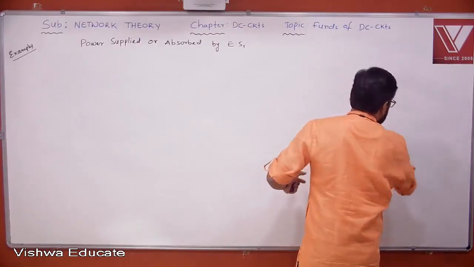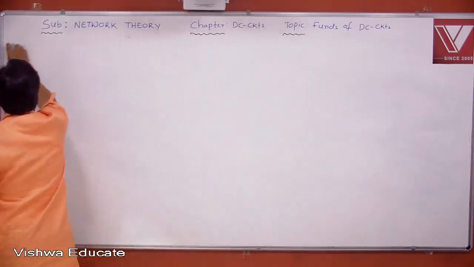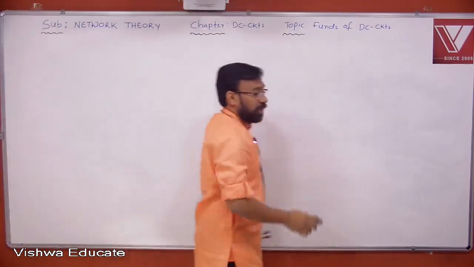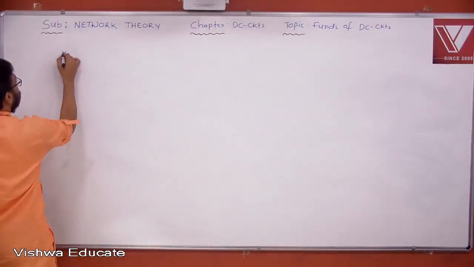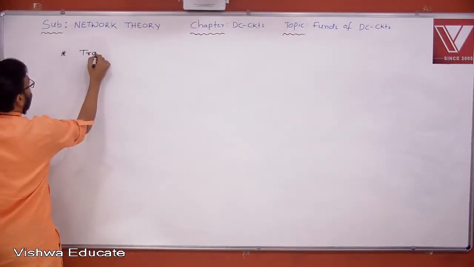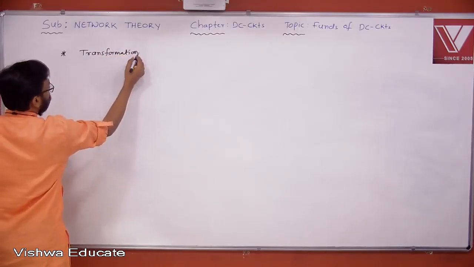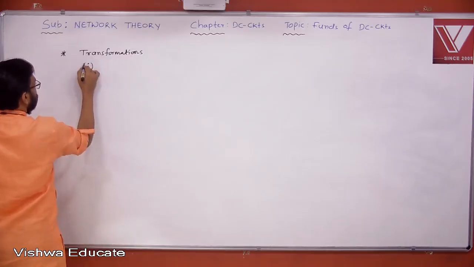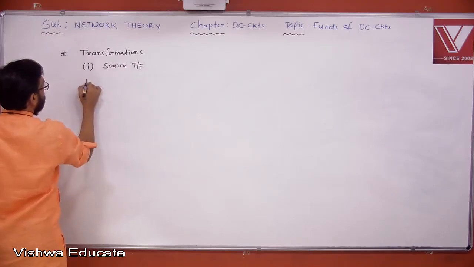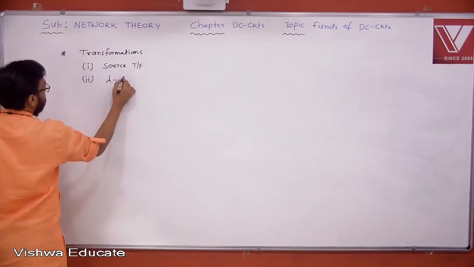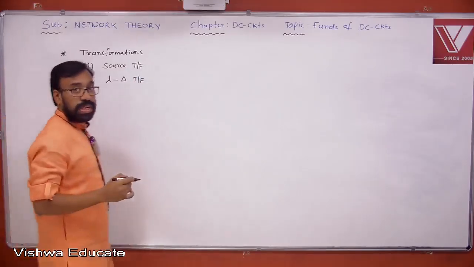Okay. Well, now let us look at another important concept, transformation, because you're getting a good number of problems in the exam. Transformation, okay? Put the heading, transformation. You have two types of transformations, right? The first one is source transformation. The second one is star delta transformation. Okay, so first we start our discussion with the source transformation.